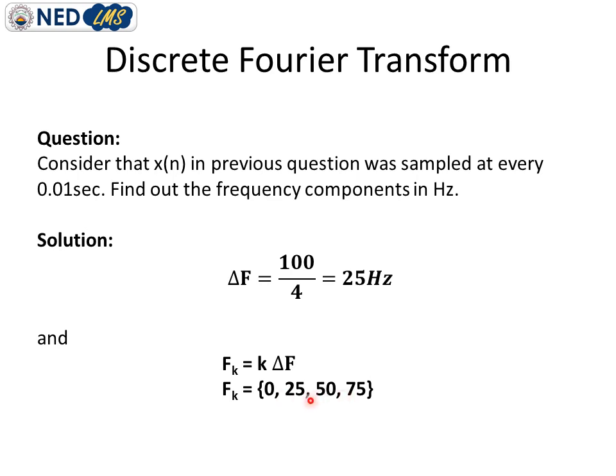So by the knowledge of frequency resolution, we actually know what the actual frequencies are which are present in any provided signal, and we can say that there is a 0 hertz component or a DC component present in that signal. There is a 25 hertz component, a 50 hertz component, and a 75 hertz component also present in that signal.